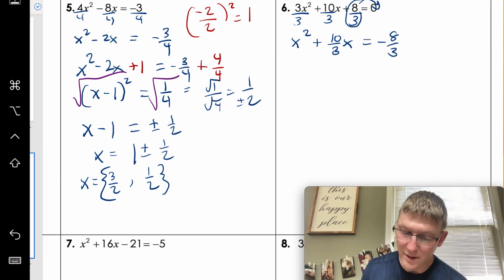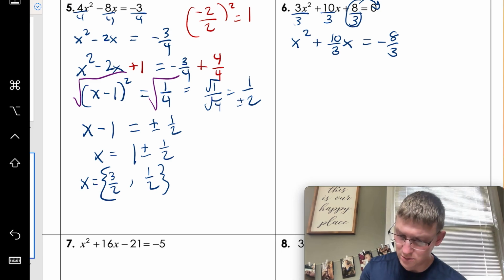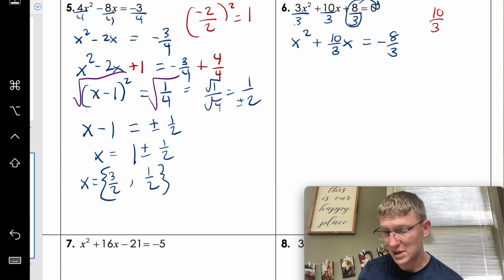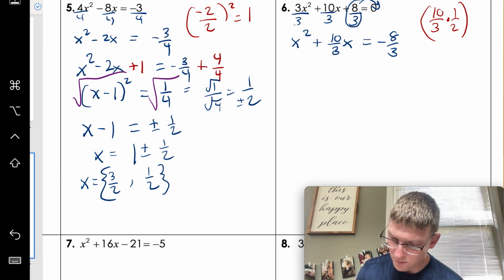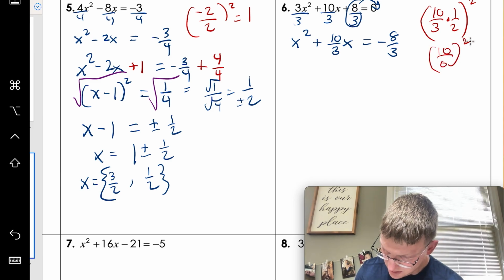Anyway, we're going to follow the exact same process. We're just going to have fractions involved. So we need to figure out the thing we are going to add to complete the square. So we're going to do 10 over 3. We just need to divide that by 2 or times it by 1/2. And then we need to square that. So we're going to have 10 over 6 squared.